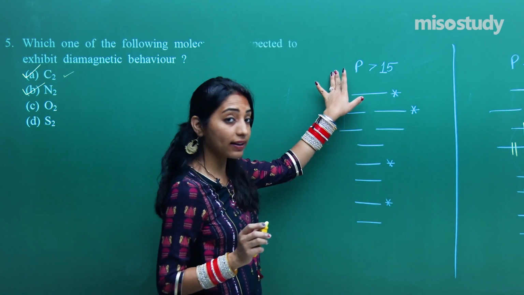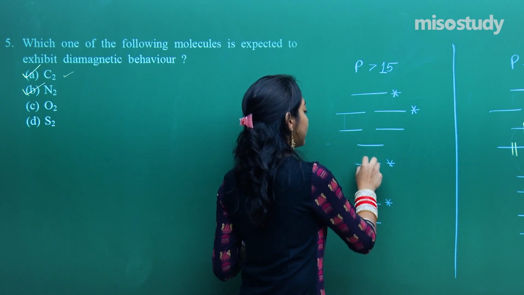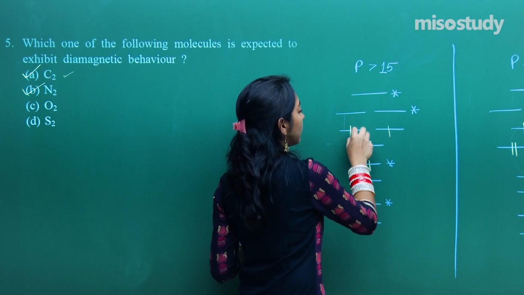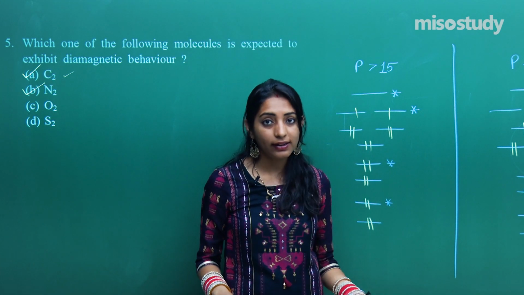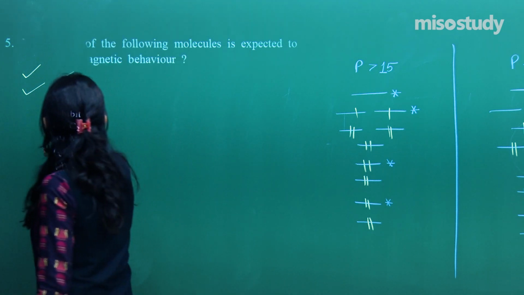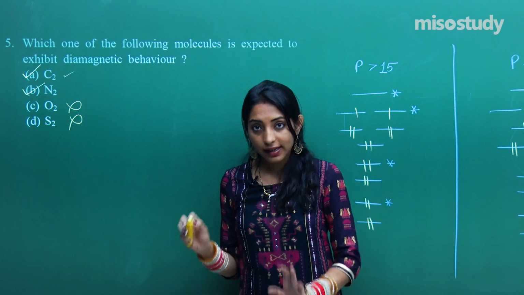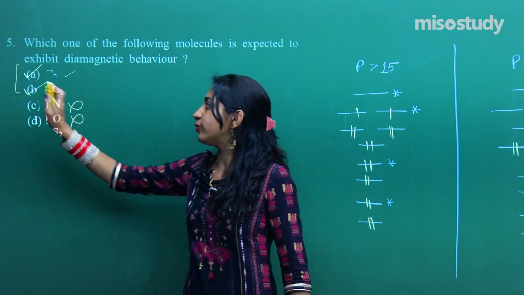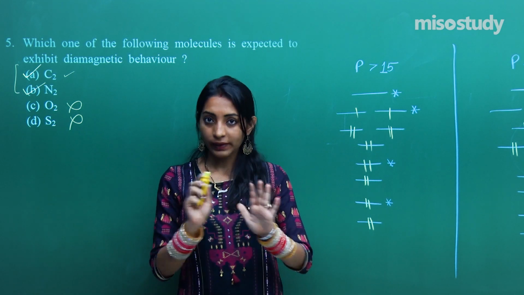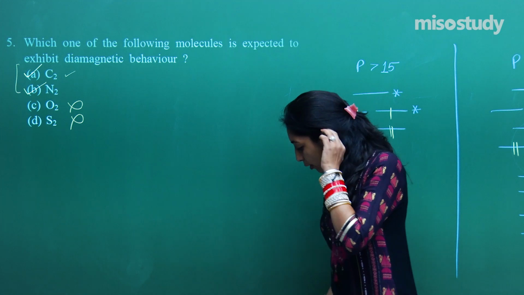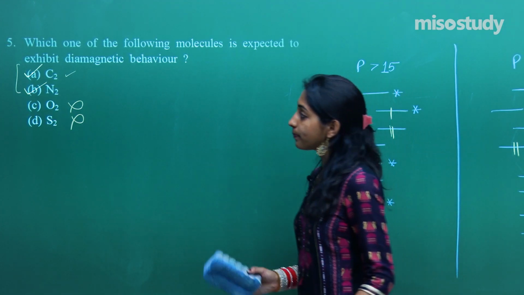The number of electrons is greater than 15, for oxygen it's 16. 1, 2, 3, 4, 5, 6, 7, 8, 9, 10, 11, 12, 13, 14, 15, 16. So two unpaired electrons are there, so it's paramagnetic. That means neither oxygen nor S2 will be diamagnetic in nature. Clear? So the correct options for this particular question will be A and B. Done? So guys, this was our 5th question. Now let's move on to the next question.